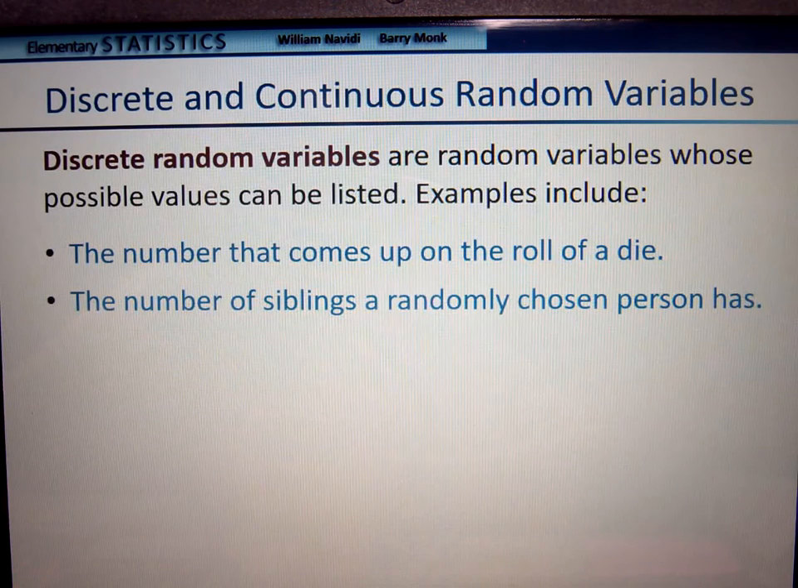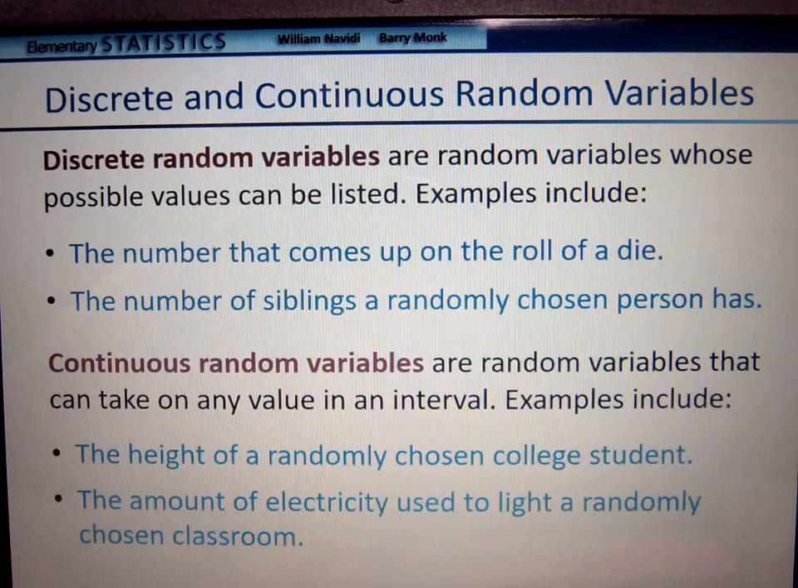So discrete and continuous. Discrete random variables are random variables whose possible values can be listed. Examples include the number that comes up on the roll of a die, the number of siblings a randomly chosen person has. So those you can count, you can list. You're not going to have 1.5 siblings, and you're not going to have a decimal or a fraction when you're rolling a die.